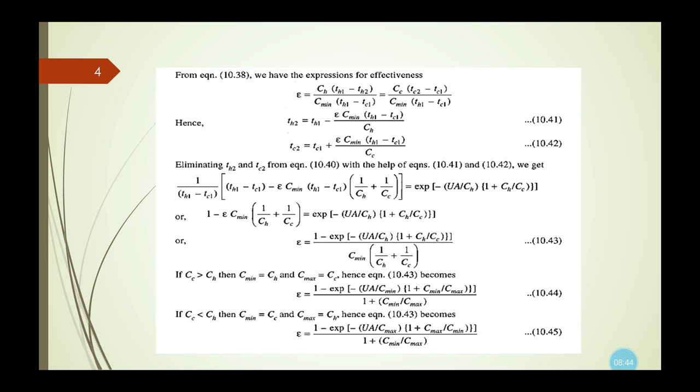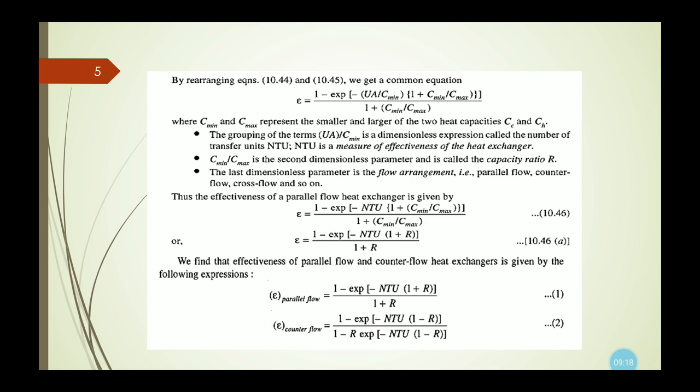So when Cc is greater than Ch, we can write the effectiveness equation as 1 minus e to the power minus UA divided by C min (1 plus C min by C max) divided by (1 plus C min by C max). In a similar manner we can write the effectiveness equation when Cc is less than Ch. In that case C min will be Cc and C max will be Ch. So we get equations 10.44 and 10.45. If we rearrange these two equations, we get a common equation: effectiveness is equal to 1 minus e to the power minus UA by C min (1 plus C min by C max) divided by (1 plus C min by C max). Now this C min and C max represent the smaller and larger of the two heat capacities, that is Cc and Ch.